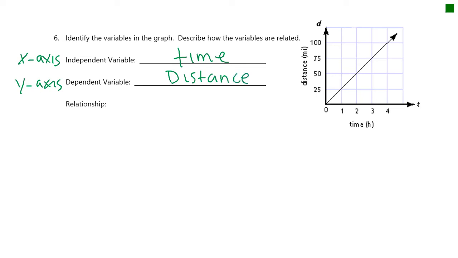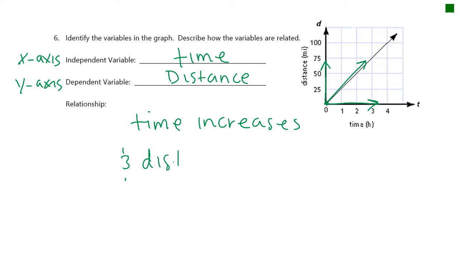Okay, and you have to describe the relationship. Well, what you see is that your line is starting at 0 and it's going up, that means that my time has to be going up and my distance has to be going up. So the relationship is time increases and distance increases.